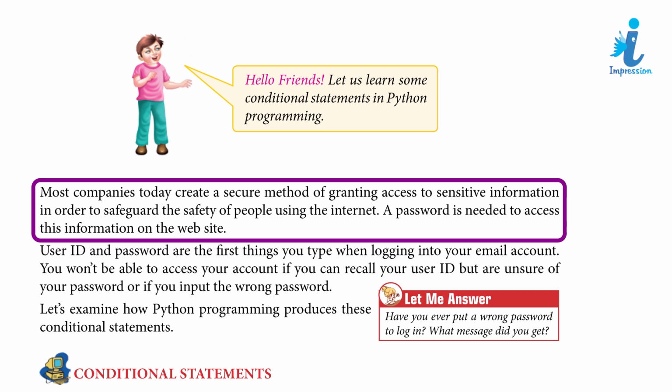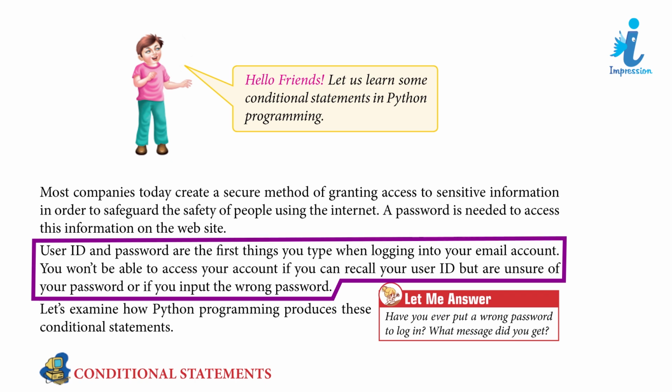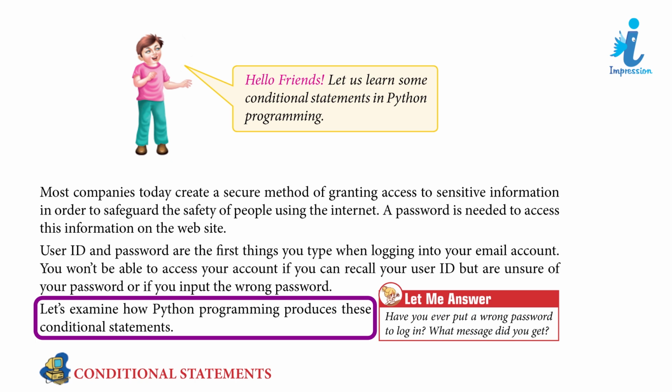Most companies today create a secure method of granting access to sensitive information in order to safeguard the safety of people using the internet. A password is needed to access this information on the website. User ID and password are the first things you type when logging into your email account. You won't be able to access your account if you can recall your user ID but are unsure of your password or if you input the wrong password. Let's examine how Python programming produces these conditional statements.